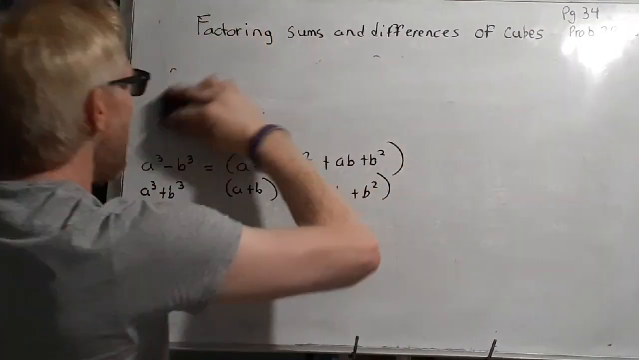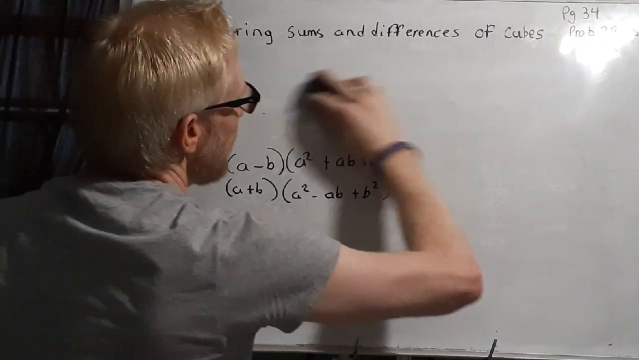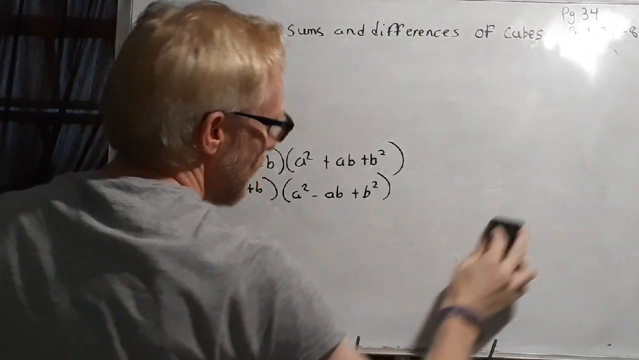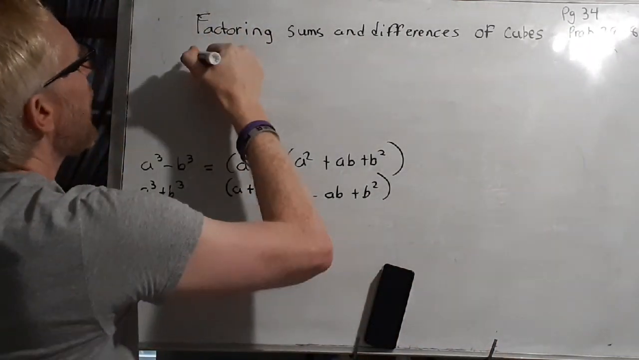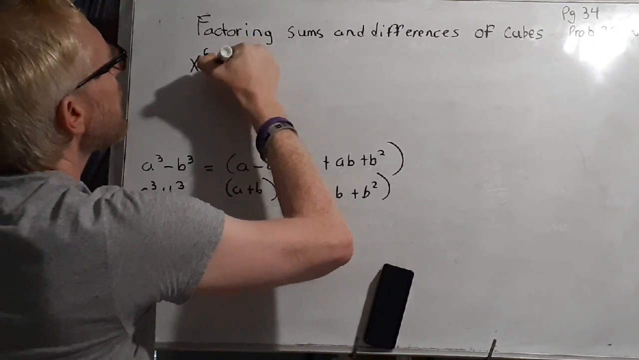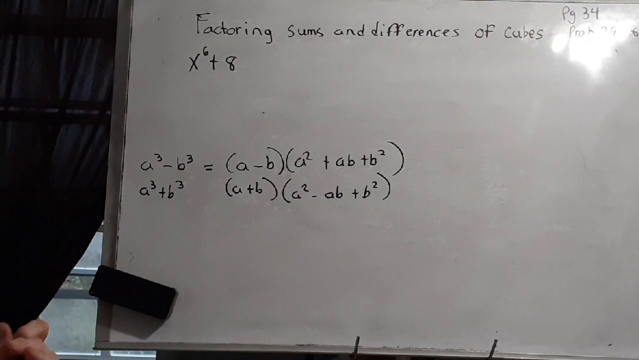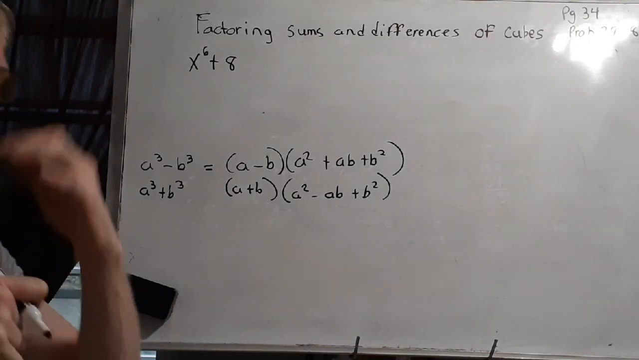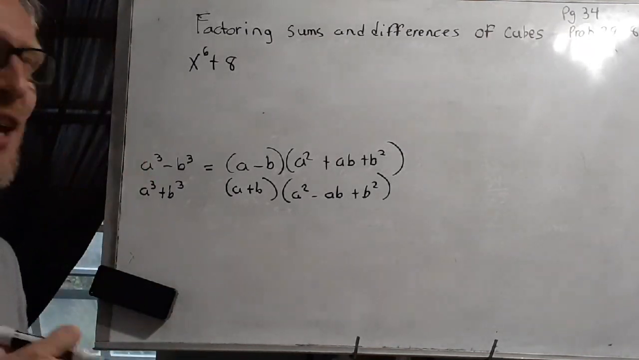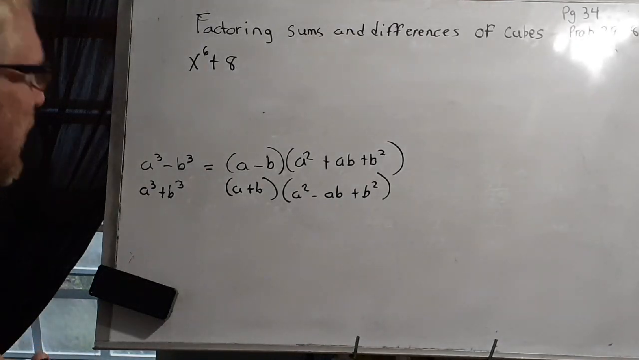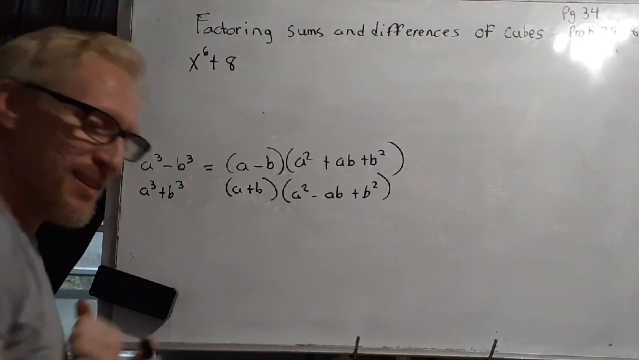So my next example, and I'm actually on page 32 if I'm not mistaken of your textbooks, is x to the power of 6 plus 8. So we're going to do the same thing, and you can find the cube root of 6. Now, how could you find the cube root of 6? Well, the way we do it is this way.